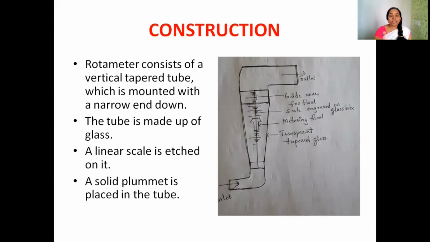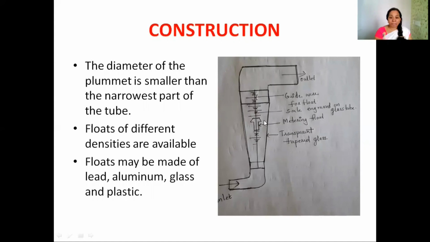Inside the rotameter there will be a guide wire. That guide wire is used for the movement of this plummet or float. Here you can see our plummet, a solid plummet that is placed on this guide wire. Guide wire is fitted inside the rotameter. The diameter of the plummet is smaller than the narrowest part of the tube.